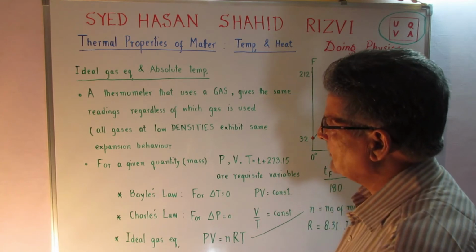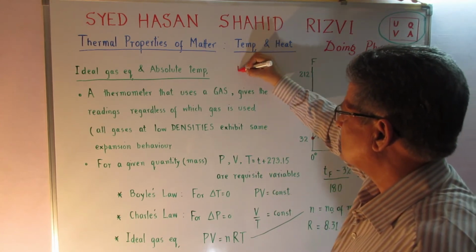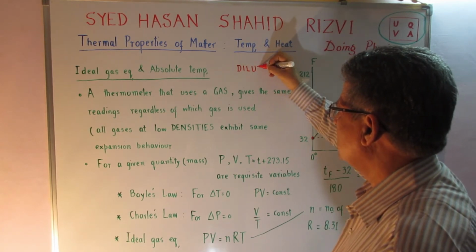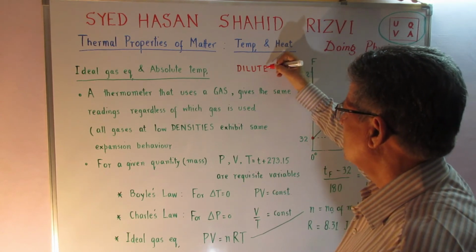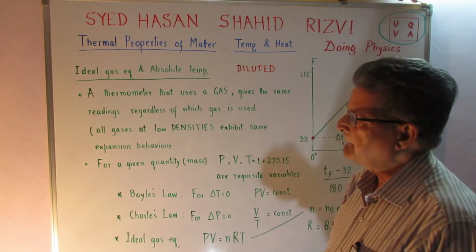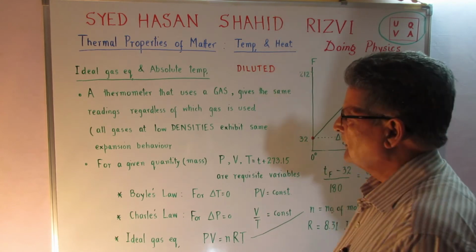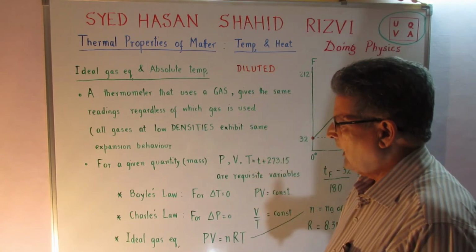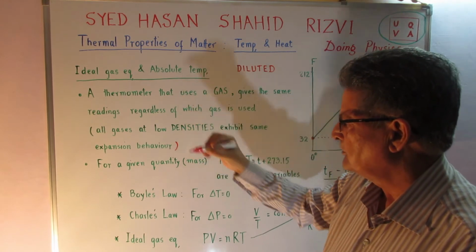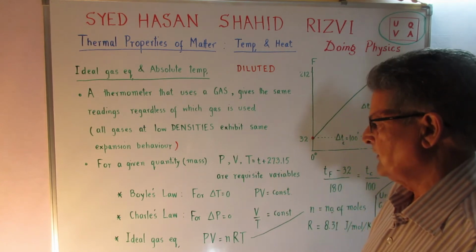And gas thermometers, we take a gas which is a diluted gas. Diluted means that the density of the gas is not very high. It's not compressed gas, it is rather a diluted gas. And all diluted gases behave like ideal gases. So a thermometer that uses a gas gives the same readings regardless of which gas is used. Why? Because all gases at low densities exhibit the same expansion behavior.